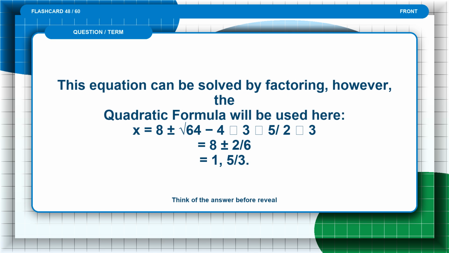Flashcard 48. This equation can be solved by factoring. However, the quadratic formula will be used here. x equals 8 plus or minus the square root of 64 minus 4 times 3 times 5, all over 2 times 3, equals 8 plus or minus 2 over 6, equals 1 or 5/3. Think of the answer before the reveal.